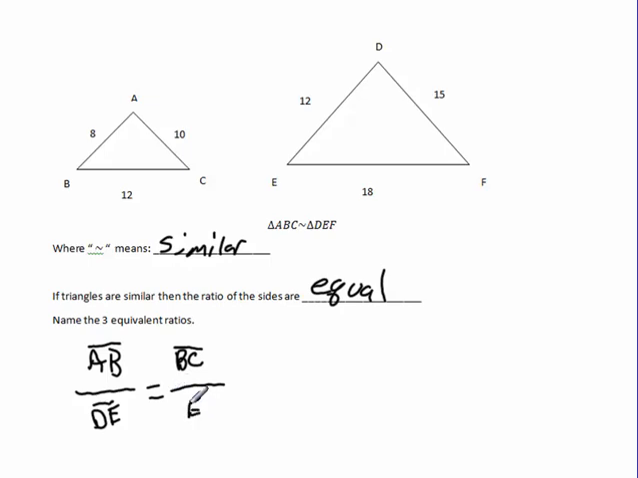EF. And the third ratio here would be CA over FD. Now, can you write them in a different order? Sure. CA is the same thing as the distance from A to C, so it doesn't matter the order of the letters that correspond. It just matters that this is the side between C and A. So I could say A to C or C to A. That part's okay. So these are the three equivalent ratios.